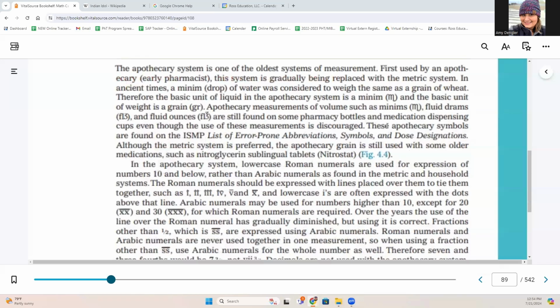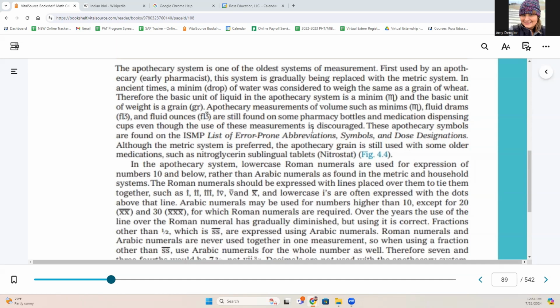The apothecary system is one of the oldest systems of measurement, first being used by an apothecary, which was an early pharmacist. This system is gradually being replaced with the metric system. In ancient times, a minim, which was a drop of water, was considered to weigh the same as a grain of wheat. Therefore, the basic unit of liquid in the apothecary system is a minim, and the basic unit of weight is a grain. Apothecary measurements of volumes such as minims, fluid drams, and fluid ounces.